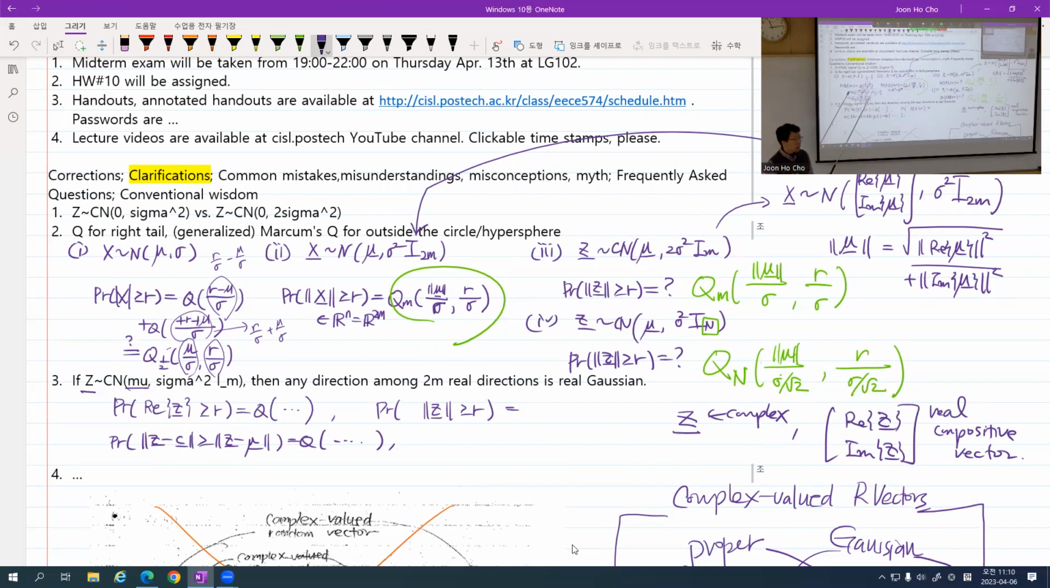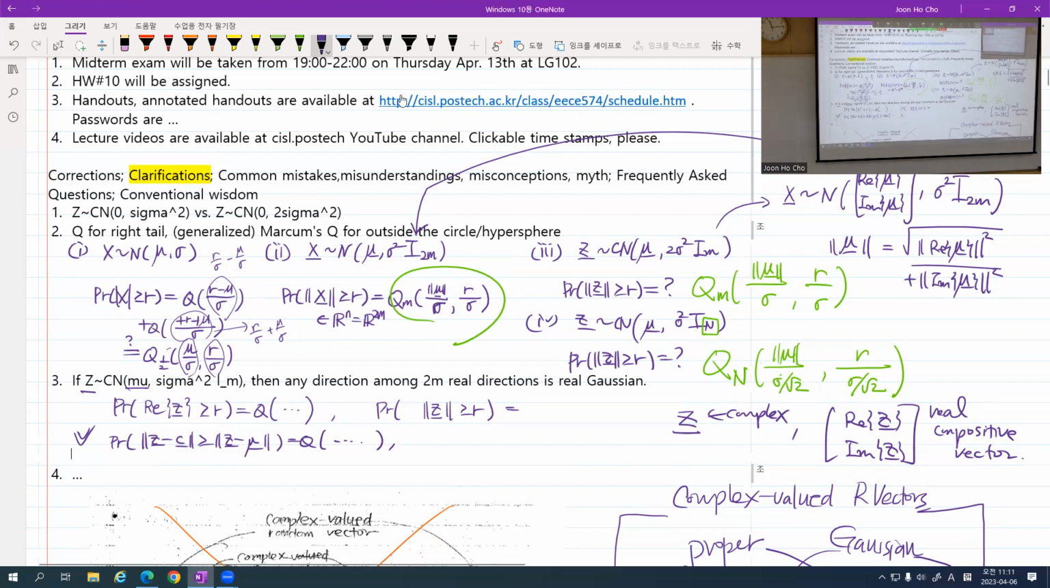Okay. The interesting thing is that if you rotate the coordinates with respect to the mean, then any real direction still has variance sigma square over 2. That's why we had some strange results like this one, right? You have a mean vector and a constant vector, and you want to find the probability of this event, and it can be written simply using the Q function, because what is important is a single real direction after rotating the axis. Got it?